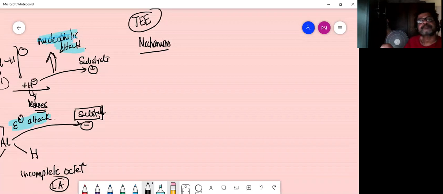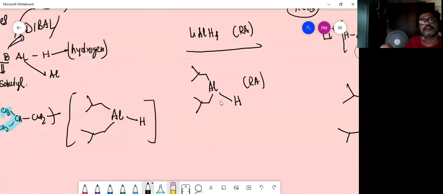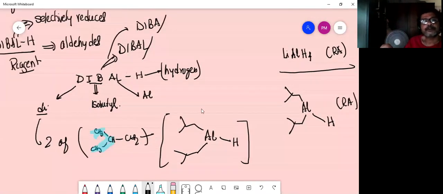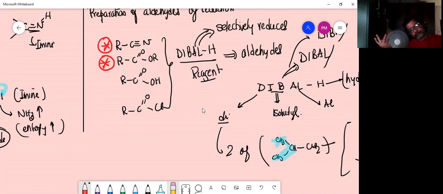Actually, among these four substrates we are talking about, it can reduce all four. The most important substrates that usually come in examination are nitrile and ester. It can happen with any of them, but from the examination viewpoint, whatever questions have come till now deal essentially with either nitrile or ester. So let's talk about esters and look at the mechanism. How does it reduce?